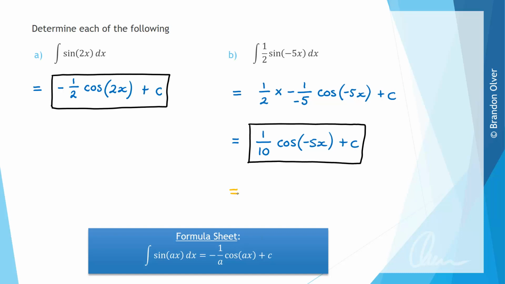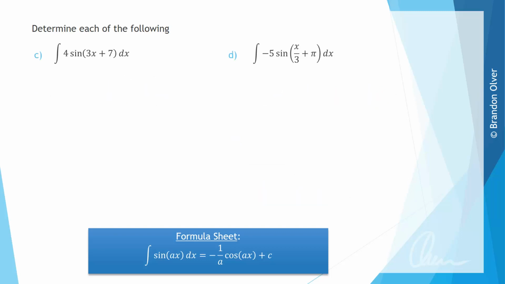And just something to note, if you were to put that into your calculator, you'd actually find that that's equal to 1 on 10 times cos of +5x plus c. And that's simply because the cosine function, when you reflect it over the y-axis, doesn't actually change the graph. So cos of -5x is actually the same as just cos of 5x. So if you were to put this into your calculator, that's the answer you would have gotten out of the calculator.